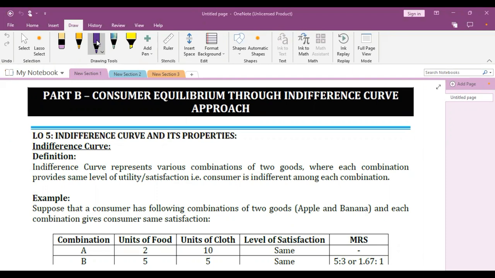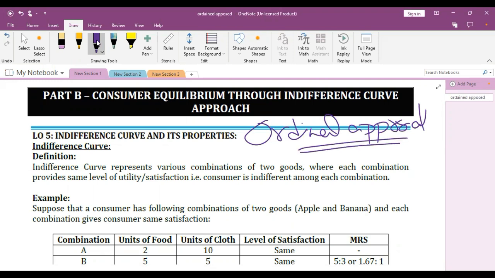Today we are present in our next economics class in which we are going to study the ordinal approach of utility, which says that utility can't be measured in terms of numeric values. We can only give a preference level from one good to another good. Under this ordinal approach, the first theory or the first law is the indifference curve.